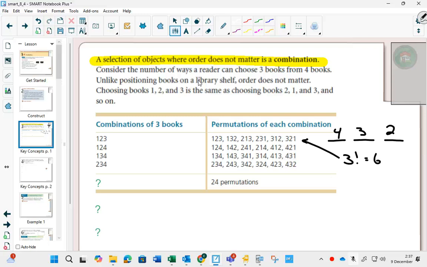So what a combination says is, take your permutation, divide out the order. Where did we divide in permutations? Identical objects, right? We divided when we had identical objects. In a combination, these are like identical objects that we have to get rid of. So we divide by 6 and get that there are only 4 combinations.